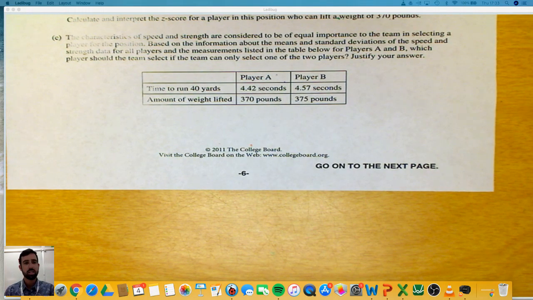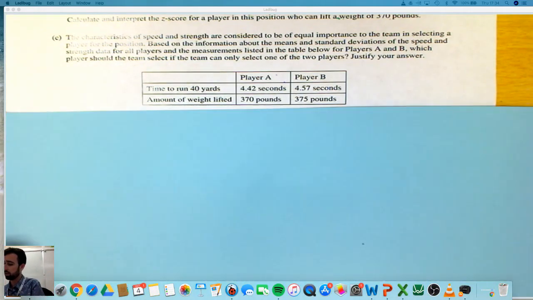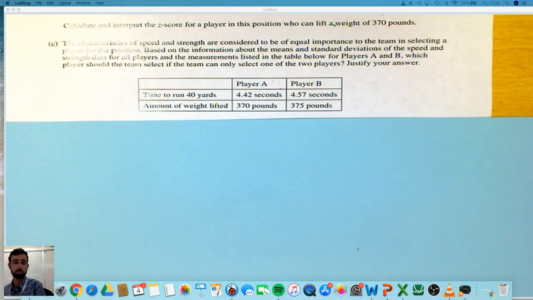Yes, thank you. So you're in the draft room. You want to know how unusual or how great this player is when it comes to different metrics. So in this particular sport, we're looking at running and lifting. So we have two players, player A and player B. So we want to look at two different distributions and see what we have. So let's look at our two distributions.